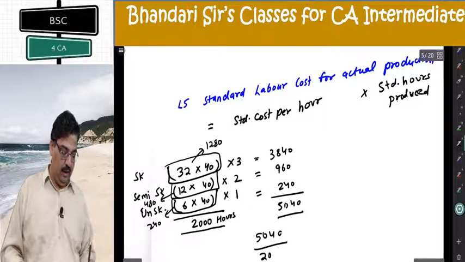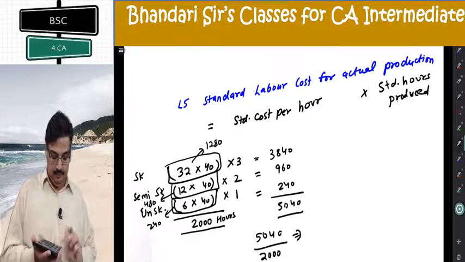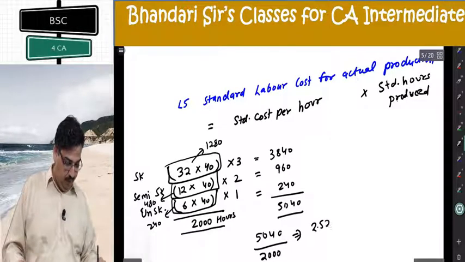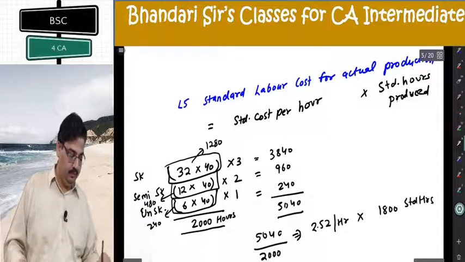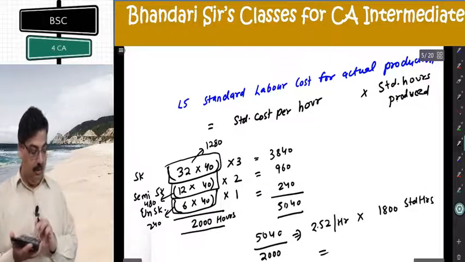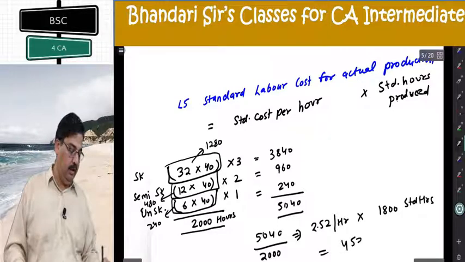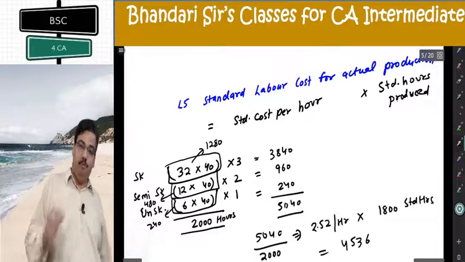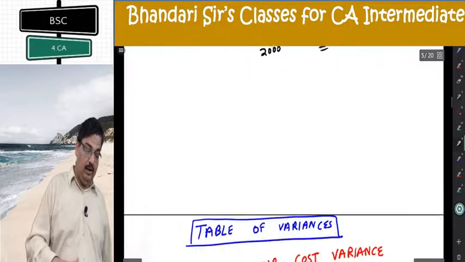5040 divided by 2000 is standard rate per hour. 2.52 per hour multiplied by 1800 standard hours. That is L5. L5 is most important in this question. 4536. Now I reach variances.